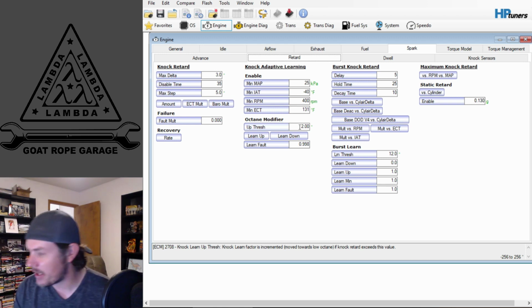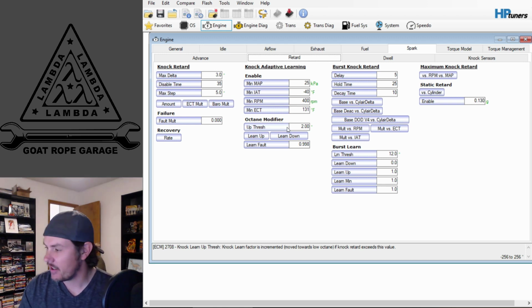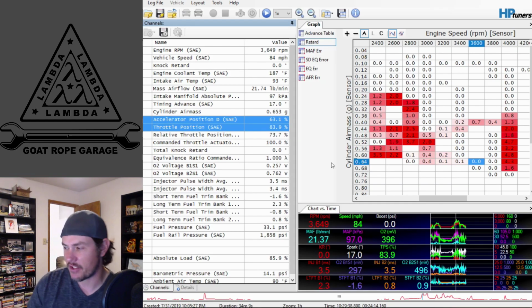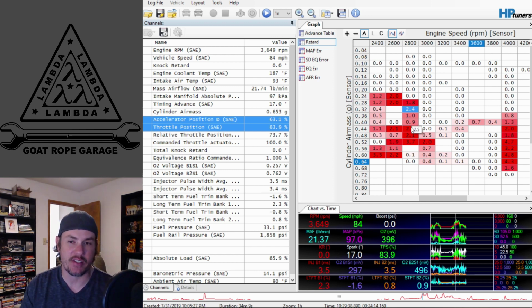So if it reads more than 2 degrees of knock retard, that's when it starts shifting over from the high octane value to the low octane value. If we go back over and look at the scanner, on this one it may not be retarding that cell in timing, but on this one it's going to because we have exceeded that 2 degrees. If you're using the low octane as a safety fallback, you could even lower that.